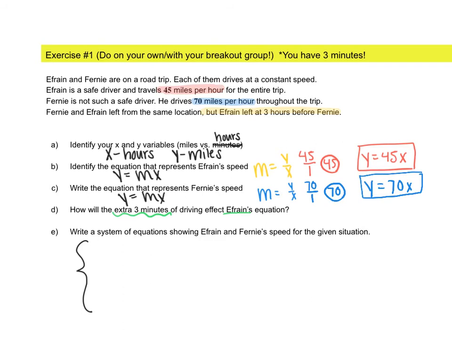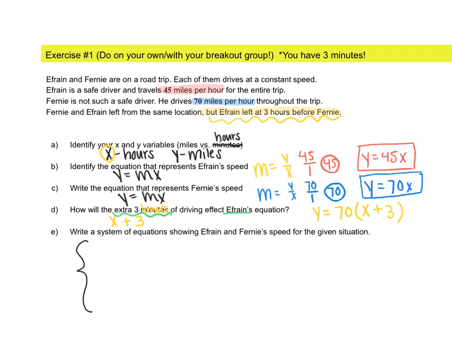All right? But we know that something extra happened in this equation. Efrain left 3 hours before Fernie, so we have to represent that with our math somehow in our equation for Efrain. So the extra 3 hours of driving affects Efrain's equation. So we're doing extra time, so it's going to be added. And what is it added to, our x or our y? Well, hours is our x, so it's going to be added to our x. Okay? So my new equation for Efrain becomes y equals 70x plus 3, because I have 3 extra hours.